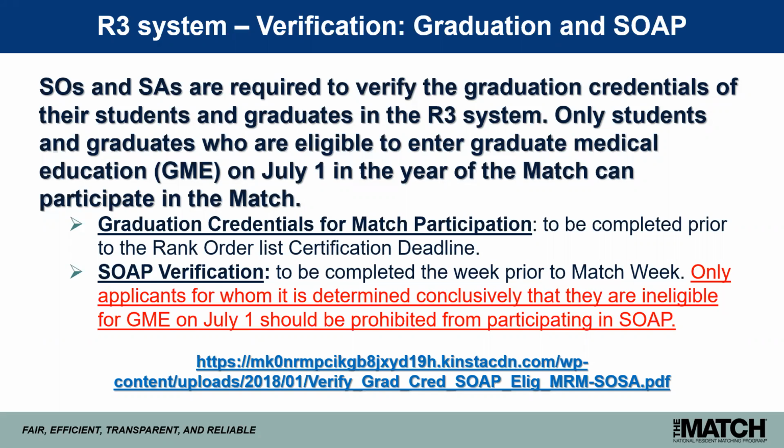Applicants who were certified as eligible by the rank order list deadline, something may have happened, and now they have a delay, and they would be marked ineligible for SOAP. So we understand there is some fluidity here. If you have questions or concerns, you can always email the NRMP. But again, just try to keep in mind that we're really looking for you to identify students you know are not going to be eligible for July 1 and make sure that they are marked ineligible for SOAP.